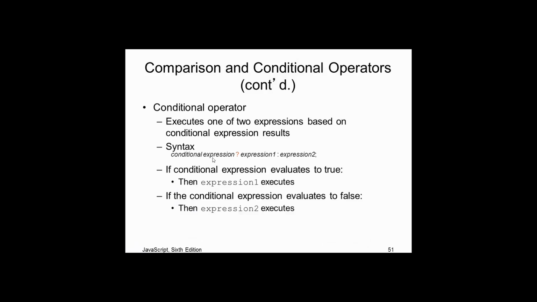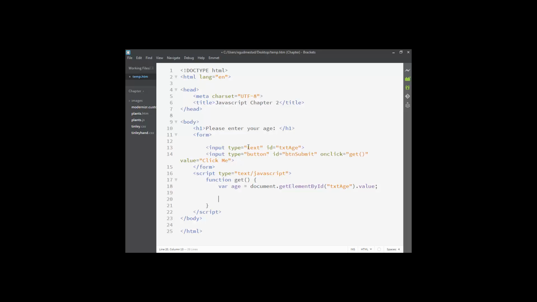It starts with a conditional expression followed by a question mark. If it's true, expression 1 will run, but if it's false, expression 2 will run. So only one of these expressions is going to run, 1 or 2, based on this being true or false. So the question is, is the age greater than 21, question mark. This is our conditional expression. If it's true, we alert, welcome to the venue. Otherwise, please leave.